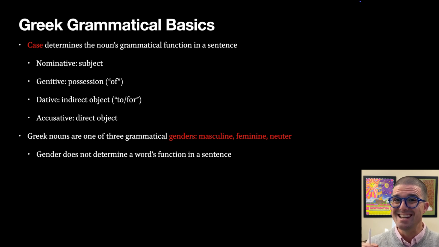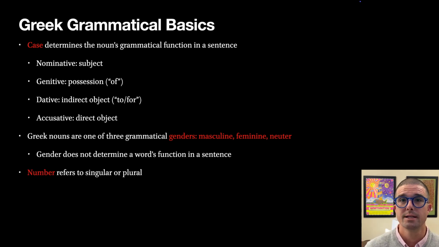And gender does not determine a word's function in a sentence. So a word can be masculine, feminine, or neuter, and it can be the subject, the direct object, the indirect object, or showing possession in the genitive. Gender has nothing to do with the function in a sentence. It is simply a feature of that word. It's just something that's embedded into the word itself.